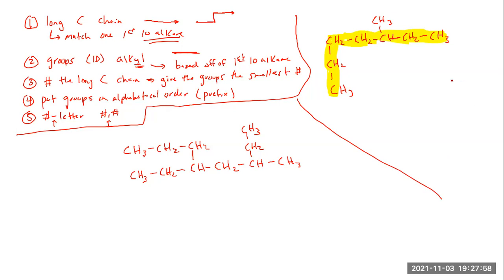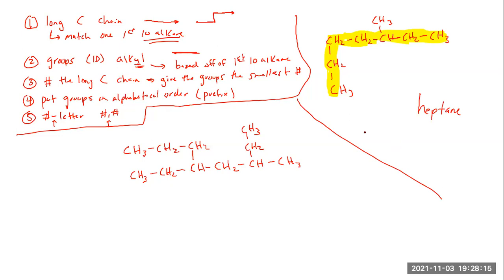That then gives me, I lost track. Was that 7? 1, 2, 3, 4, 5, 6, 7. So 7 carbons takes us back to our first 10 alkanes. That tells us that the base of our name here is going to be heptane.